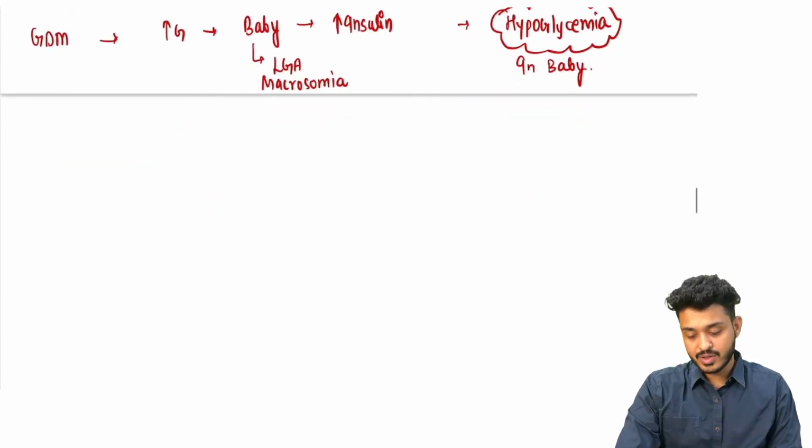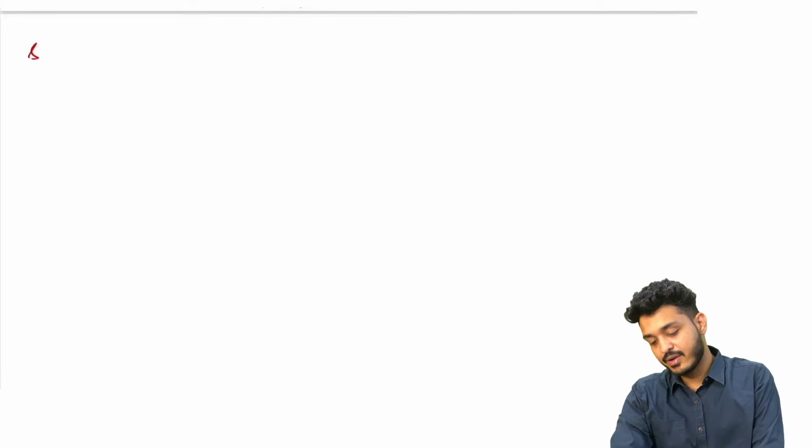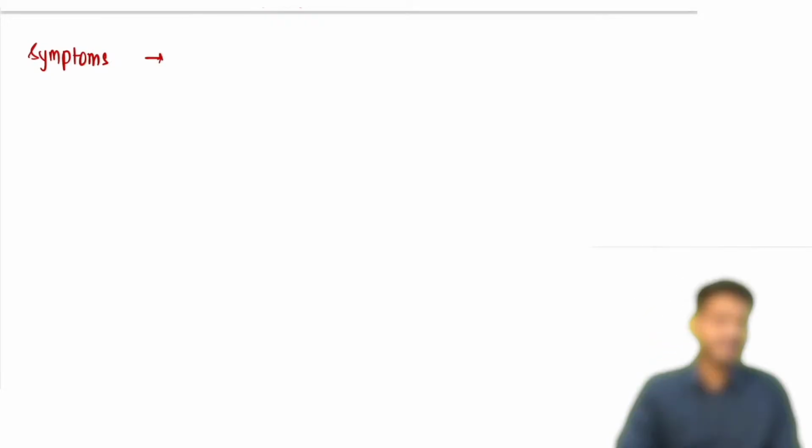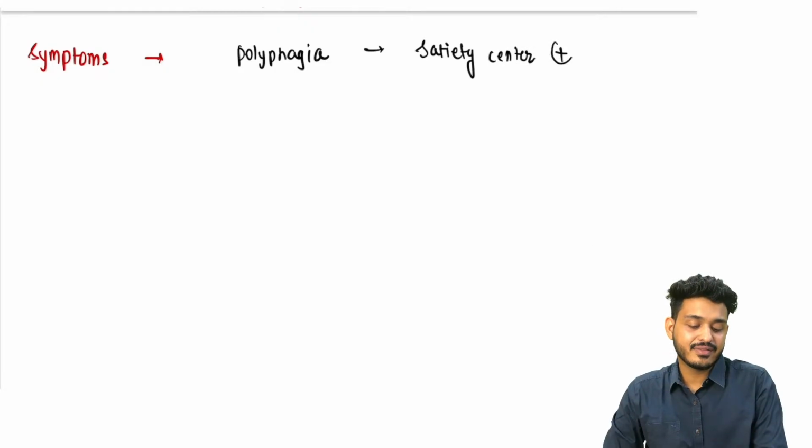I was talking about the classical symptoms. So what are the classical symptoms of diabetes? Anyone? What are the classical symptoms of diabetes? Polyphagia. That means the patient will eat more, right? The patient is going to eat a lot of things because it is going to activate your satiety center.